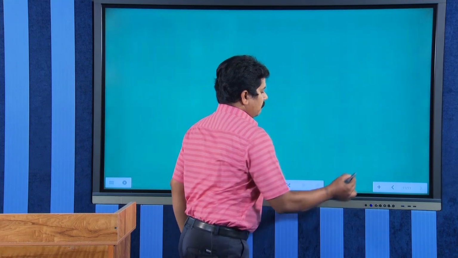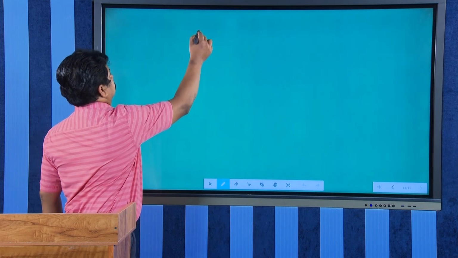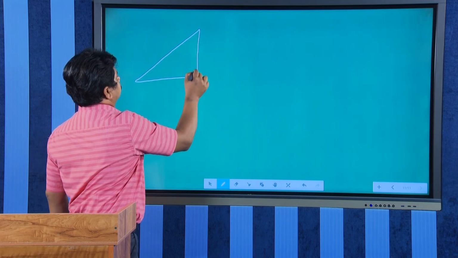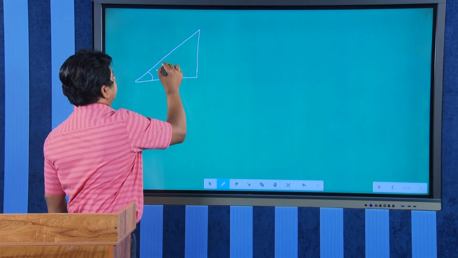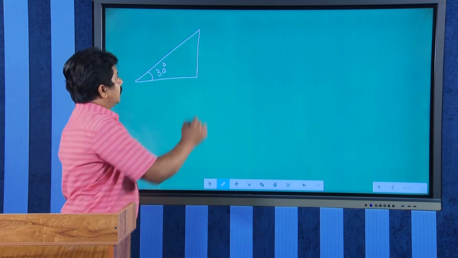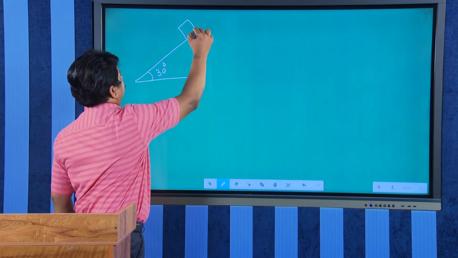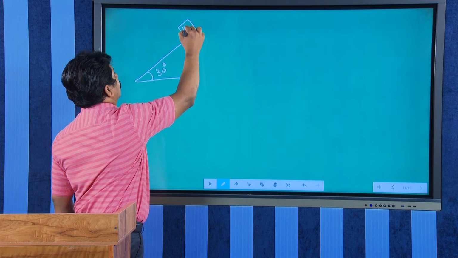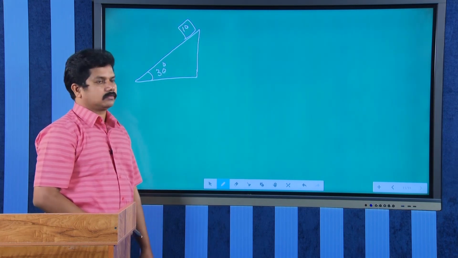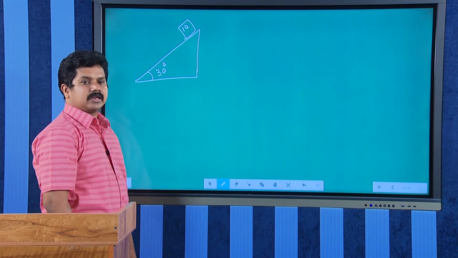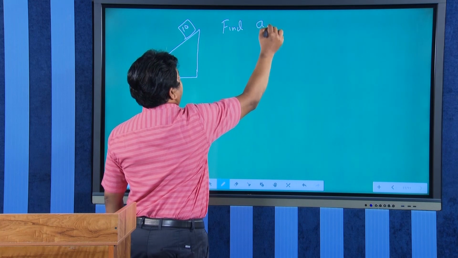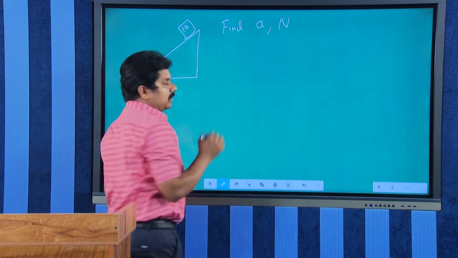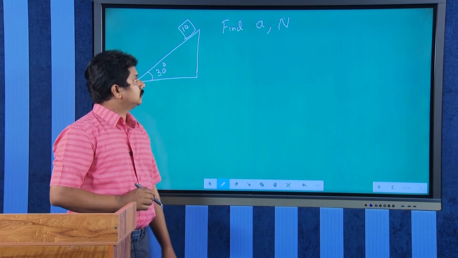Okay, let us discuss a problem based on motion along an inclined plane. So, we have a block, and this is the inclination, 30 degrees inclination. A block of 10 kilogram is placed. So, find the acceleration and normal reaction.